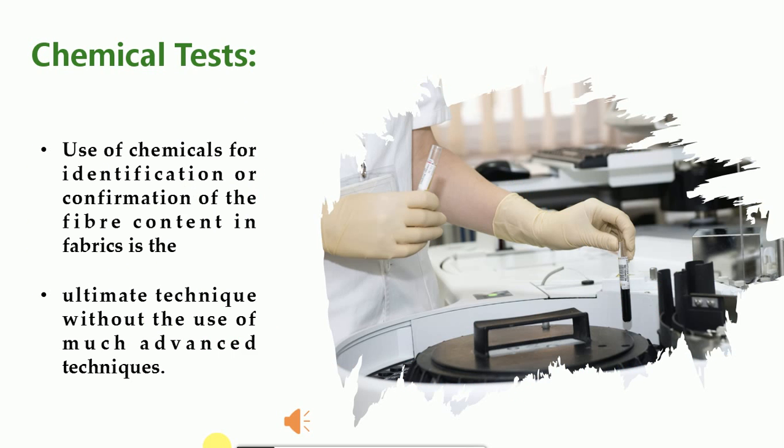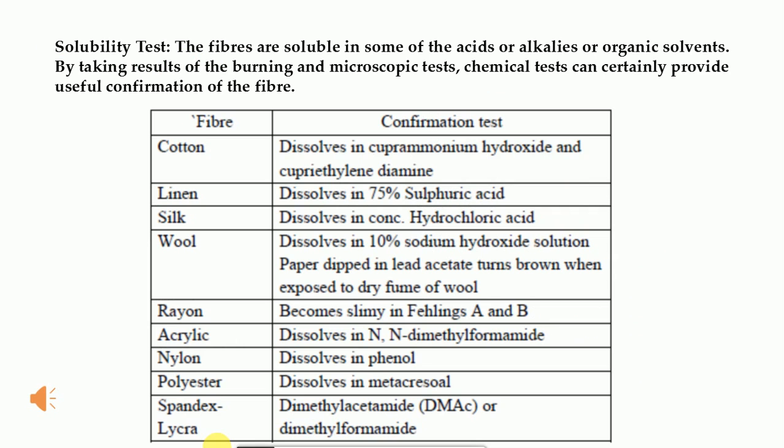Use of chemicals for identification or confirmation of the fiber content in fabrics is the ultimate technique without the use of much advanced techniques. Solubility test: the fibers are soluble in some of the acids or alkalis or organic solvents. By taking the results of the burning and microscopic tests, chemical tests can certainly provide useful confirmation of the fiber.